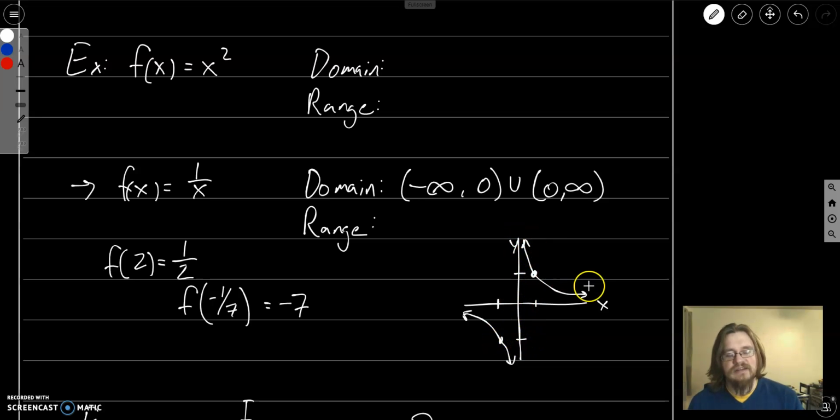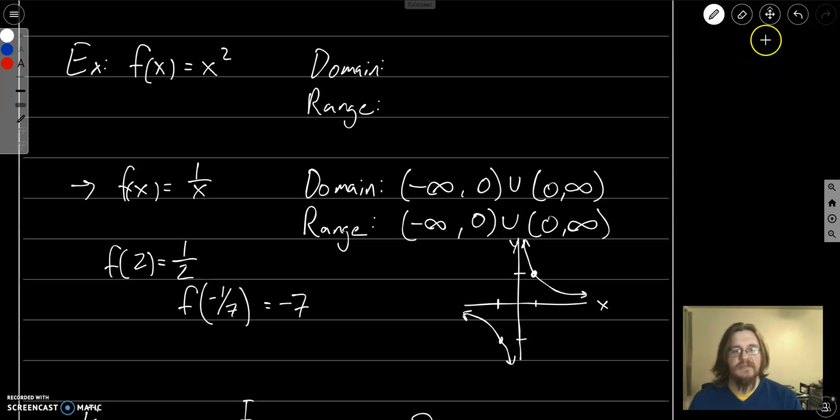And what you can see is that we can go up as high as we want, so we can get all the big numbers. We can go down low as far as we want, so we can get all the really negative numbers, but we never quite hit 0. There's no number that you can plug into this function to get 0. If you take 1 divided by a number, it's never 0. So this function actually has the same domain and range. We can get every real number except for 0.